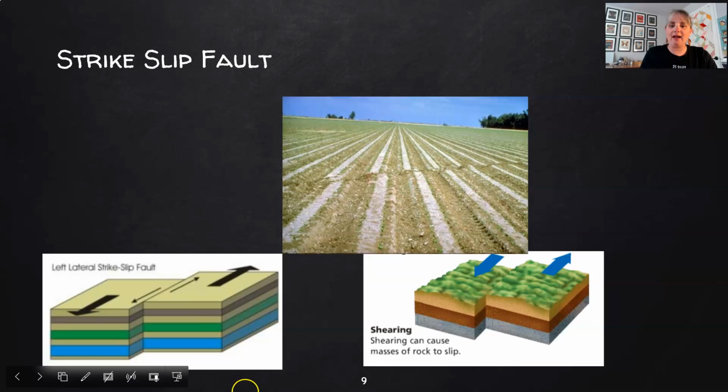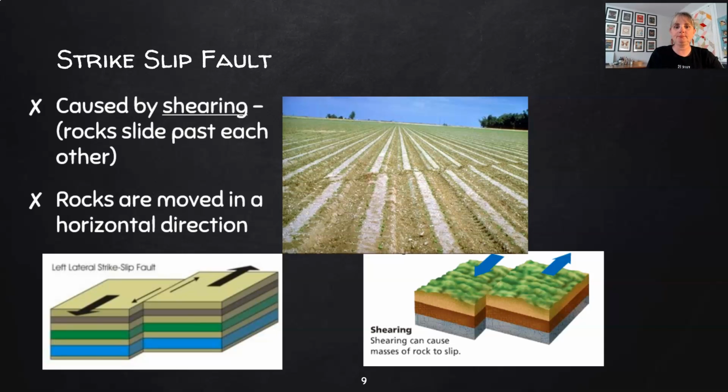The last type of fault is called the strike-slip fault. This is like a transform boundary, where the movement is similar, where you've got rock that's sliding. It's not moving up or down, but it's sliding horizontally. This picture, this field, shows it perfectly. One's not higher than the other. It's just moved in a horizontal position. That's like a transform boundary, but it's called a strike-slip fault, and it's caused by stress called shearing, where rocks are sliding past each other.